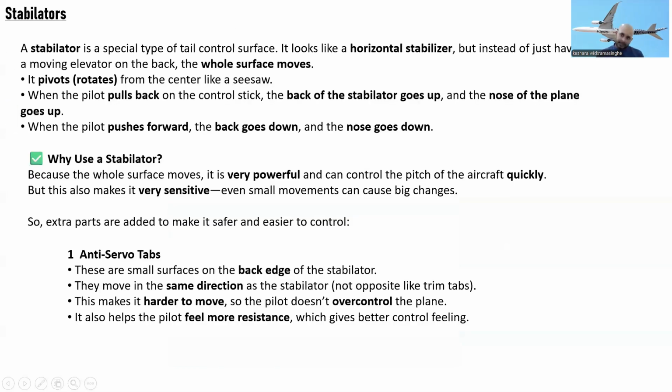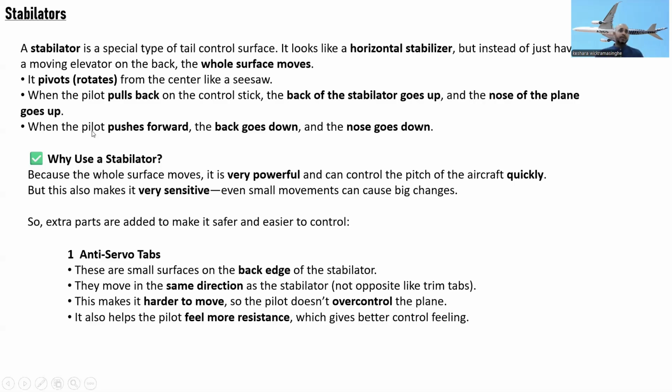Now the stabilators. The stabilator is a special type of tail control surface. It looks like a horizontal stabilizer, but instead of just having a moving elevator on the back, the whole surface moves. A stabilizer has an elevator, but a stabilator means the whole surface is moving.